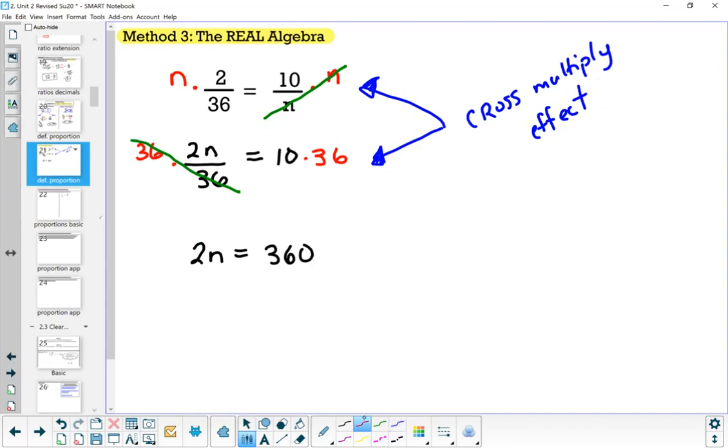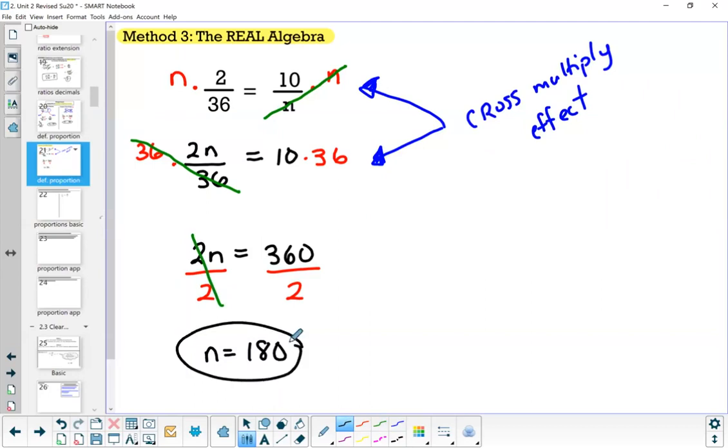So then we divide both sides by 2, and that left us with n equaled 180. Okay. Now, if you hate what I just showed you, no worries, but I still wanted to show you. You can use cross multiplying all the time though.